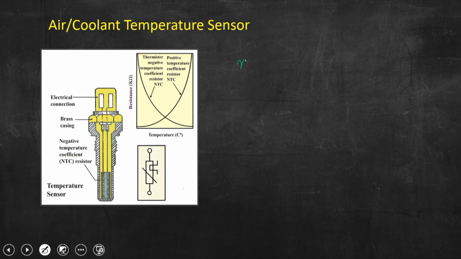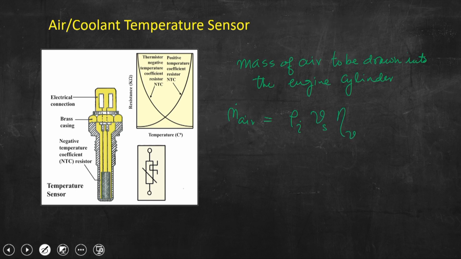We know that the mass of air to be drawn into the engine cylinder, that is m dot air, we can write as rho_i V_s and then eta_v. This quantity we have used here is the volumetric efficiency.